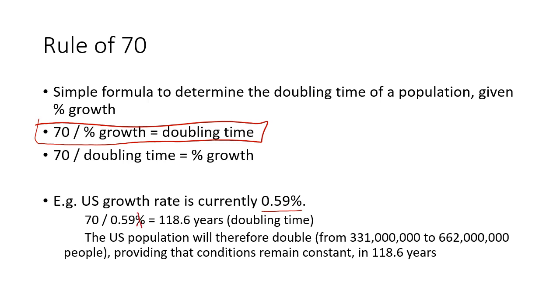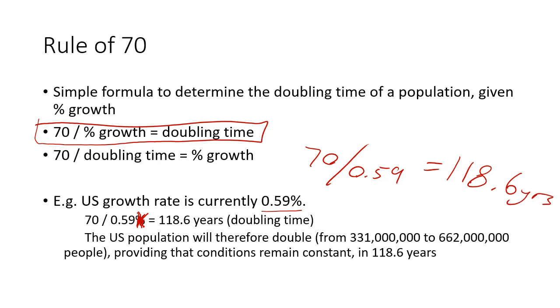In fact, we should not even have that percent. That's a typo. We do not have that as a percent there. 70 divided by 0.59 gives us 118.6 years. Okay, so that's how many years it would take for the US to double from a current population of 331 million to 662 million people, providing that conditions remain constant, which they obviously will not over the course of 118 years. Okay, but it's assuming stable conditions.